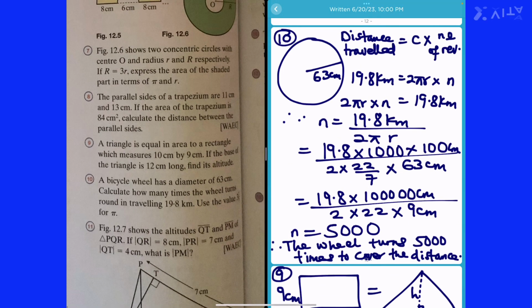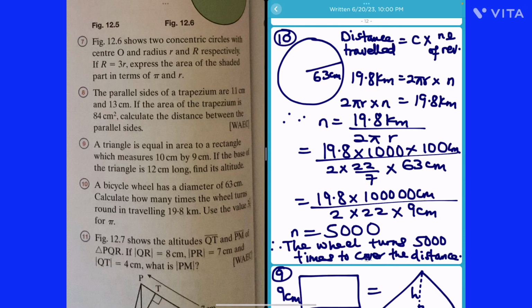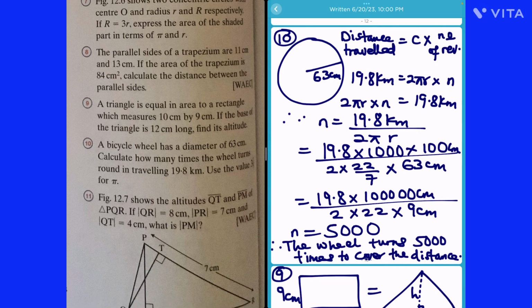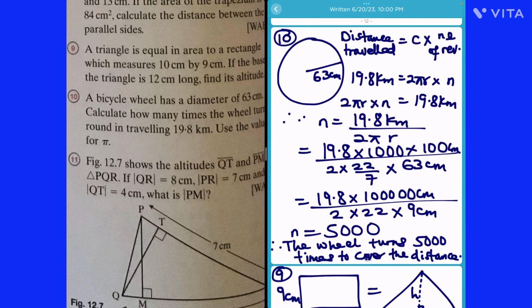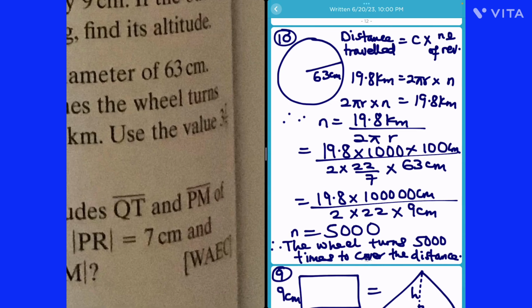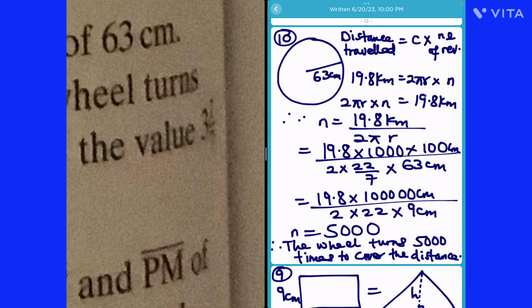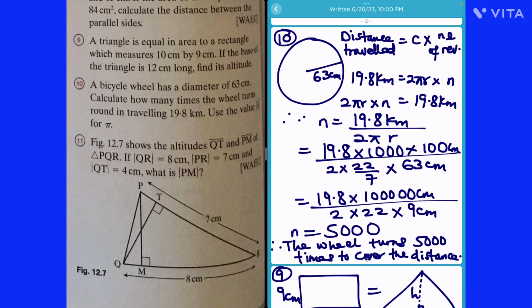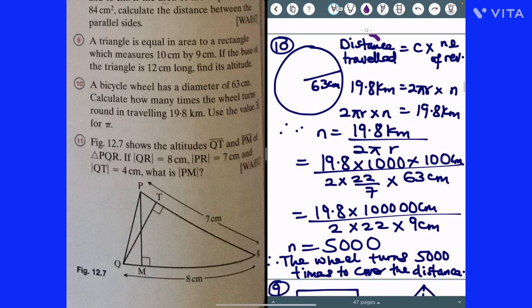In question 10, it says a bicycle wheel has a diameter of 63 centimeters. Calculate how many times the wheel turns round in traveling 19.8 kilometers using the value 22 over 7 for pi. So it's a simple question. All we have to do is say distance traveled is equal to the circumference of the bicycle wheel times number of revolutions. Let's say the circumference of the bicycle wheel is 20 meters.